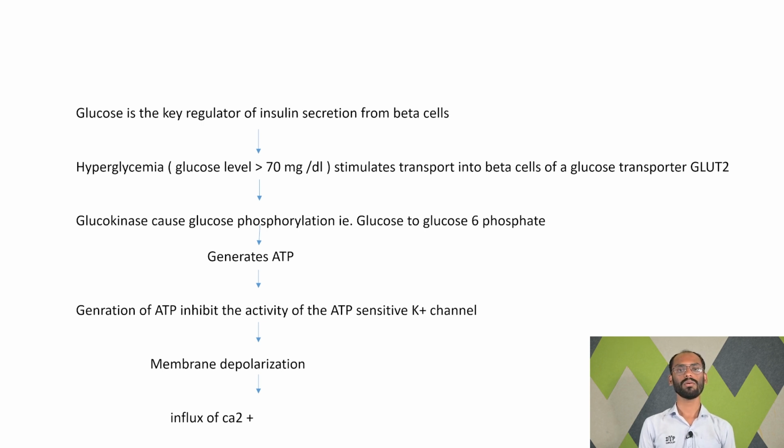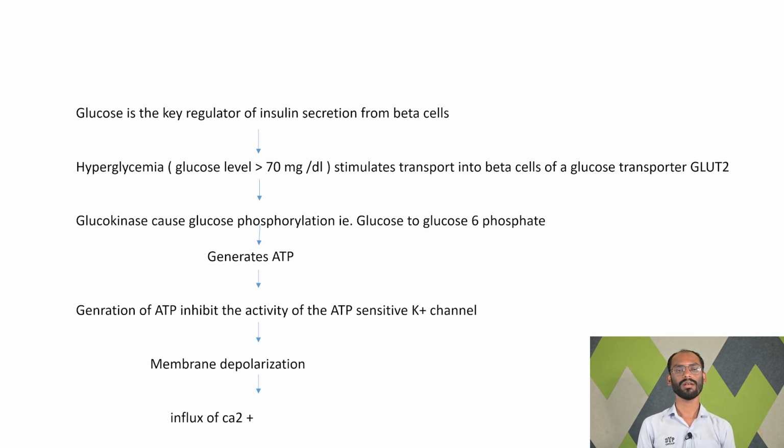Now, as glucose has entered the beta cell, glucose gets phosphorylated and converted to glucose 6 phosphate. In this conversion of glucose to glucose 6 phosphate, one molecule of ATP is generated. This ATP molecule inhibits the ATP sensitive potassium channel by blocking it. They inhibit the influx of potassium, and by stopping the potassium influx, the membrane gets depolarized. The membrane of the beta cell gets depolarized.